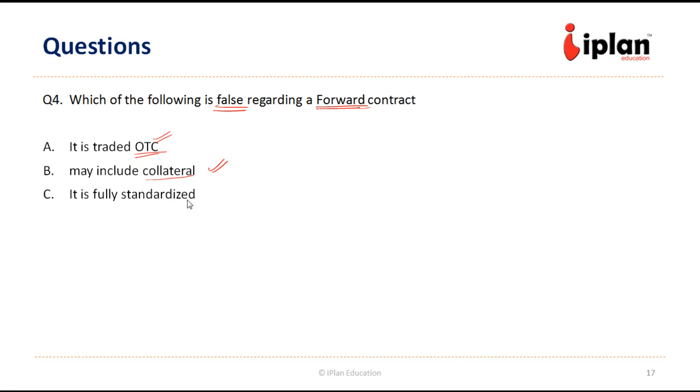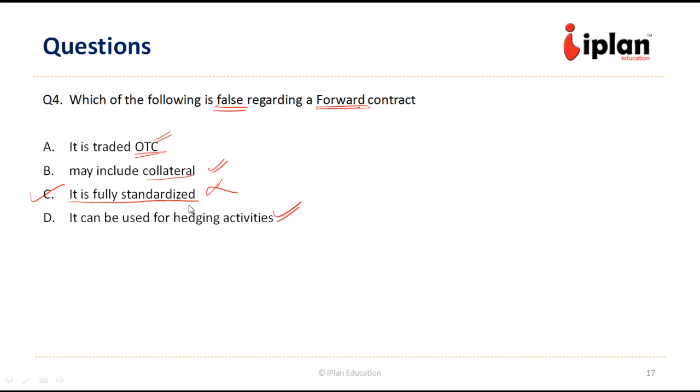C says it is fully standardized, which is wrong. The futures contracts are fully standardized by the exchange. Forward contracts are not. And it can be used for hedging activities, which is true. Forward or futures, either of them can be used for hedging. So C is the right answer.